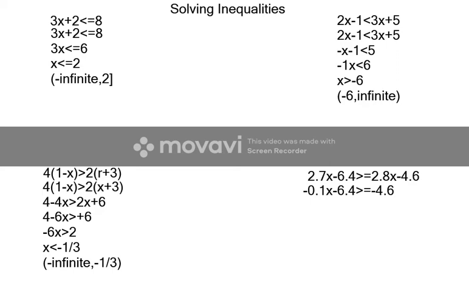From here you would add 6.4 to both sides, so you'll have negative 0.1x is greater than or equal to 1.8, right? Did I do that right? I think so, yeah. Alright, and then from here we divide by negative 0.1, because that's your coefficient. And so x is less than or equal to negative 0.18. Let me see if I did that right. Yeah, okay. And then from here, you just have to put it in interval notation.